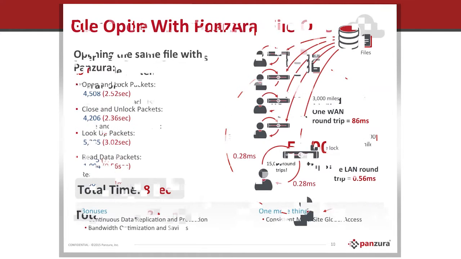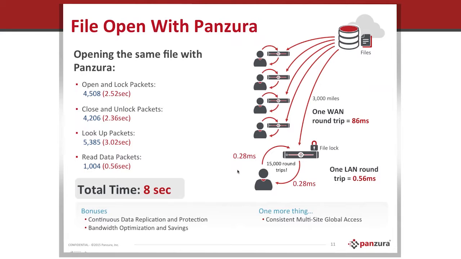So what happens with Panzura is, because you're not going over the wide area network to open the file, this user here opens up a file and connects to a server that's in your local office. Because of that, those 15,000 round trips happen very quickly, in 0.28 milliseconds. That's almost immeasurable. So 15,000 calls turn from minutes to seconds, and it really doesn't matter how big the data pack is at that point.